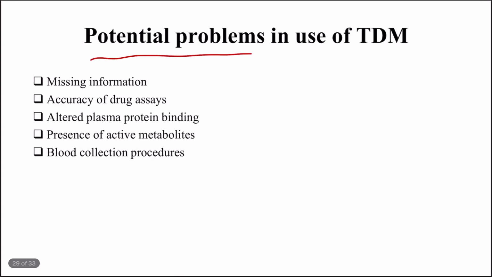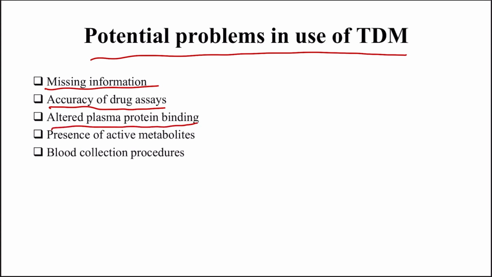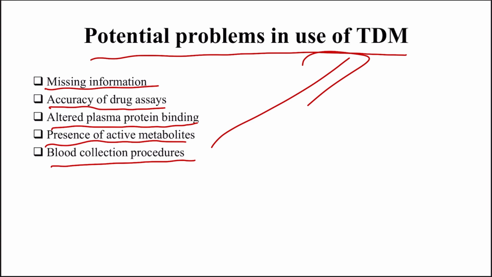Coming to the potential problems in use of TDM, in several cases, because of the lack of information, the TDM reports are not that useful because we don't know the details of the patient. Next, the accuracy of the drug assays can be varying. Then altered plasma protein binding, as I have already mentioned, presence of active metabolites, and if the blood collection is also not done properly, that is errors in blood collection procedures. So all this can lead to difficulties in TDM and lead to errors in therapeutic drug monitoring reports.